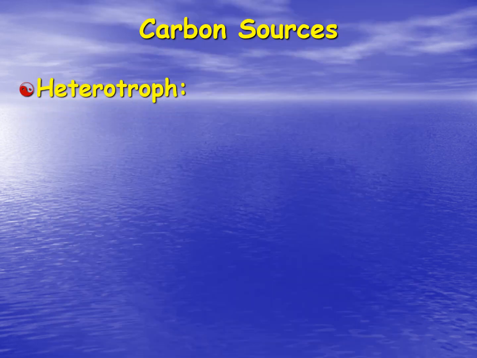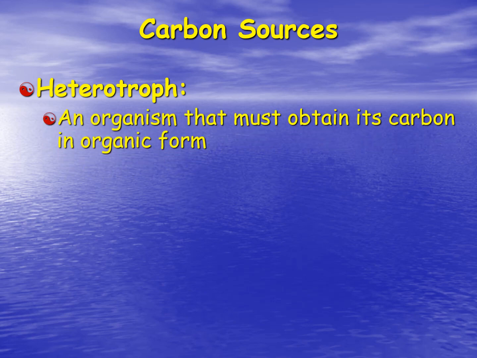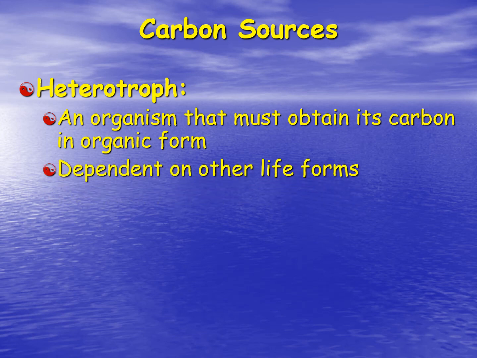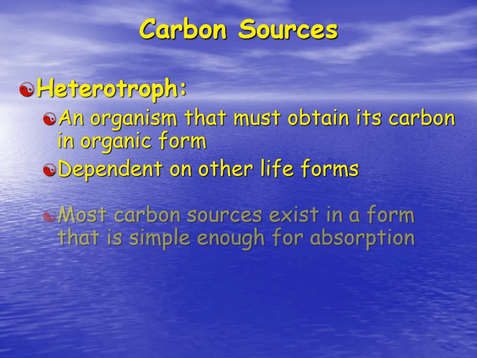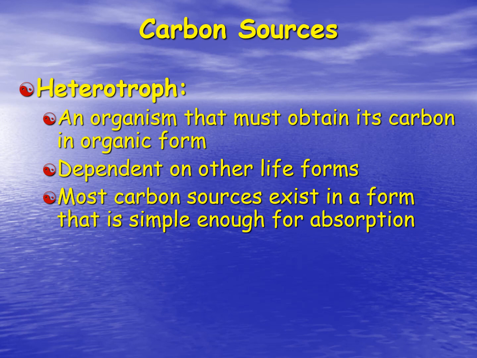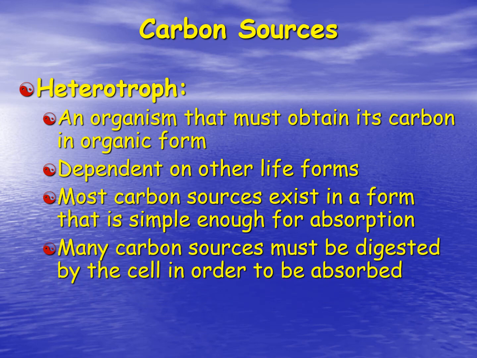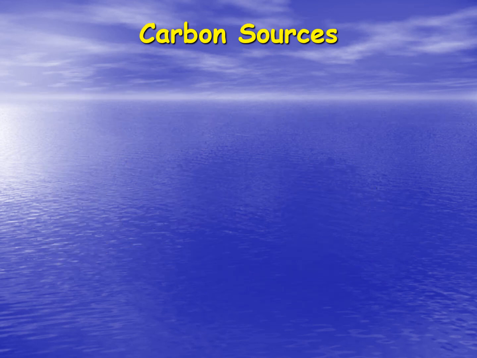So, where do we get our carbon? If you are classified as a heterotroph, this is an organism that must obtain its carbon in some form of organic chemical, such as carbohydrates or lipids. You are usually dependent, therefore, on other life forms for your carbon source. Most carbon sources exist in a form that is simple enough for absorption, so the simple sugars, the amino acids. And many carbon sources must be digested by the cell in order to be absorbed.